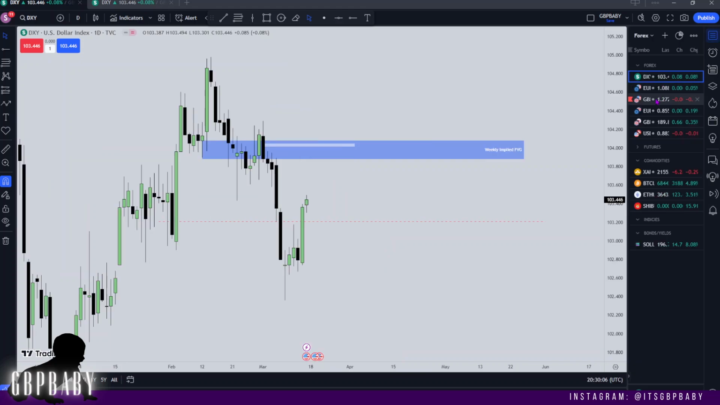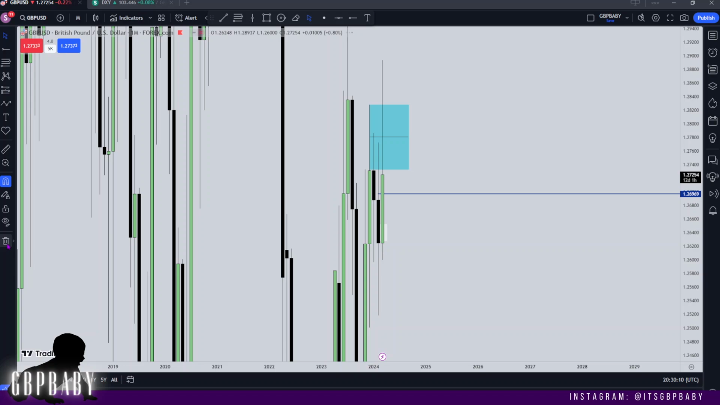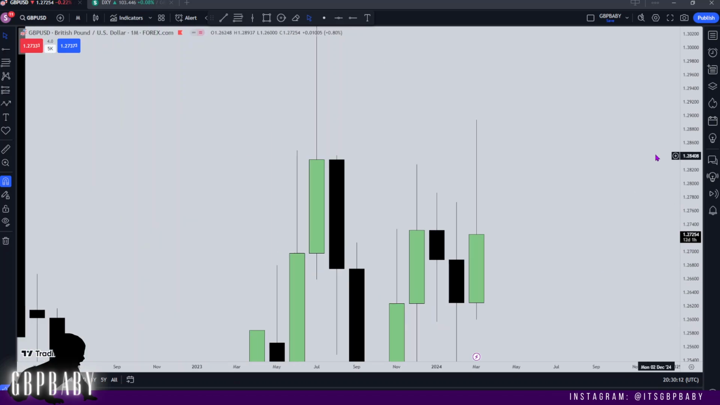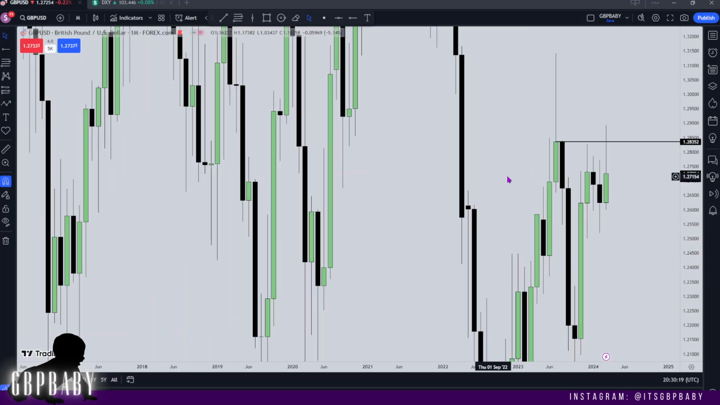Right, so that's all good. Let's go to GBP USD, and we're going to start on the monthly. Get rid of these, and I'll show you exactly what I'm looking at here. So we traded up into this level, which is a rejection block, and you can see we've just keyed off of that level, which is nice to see.